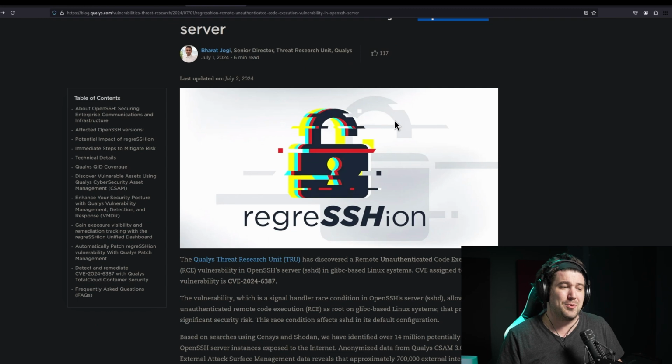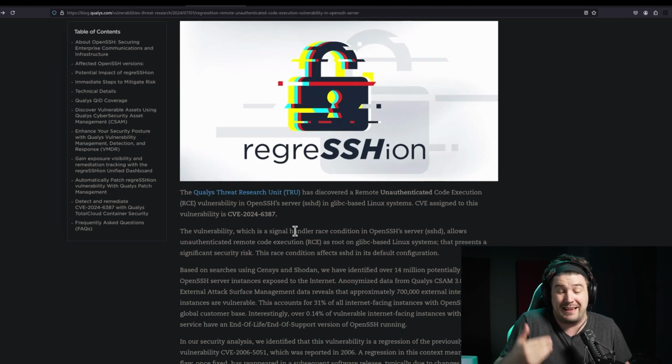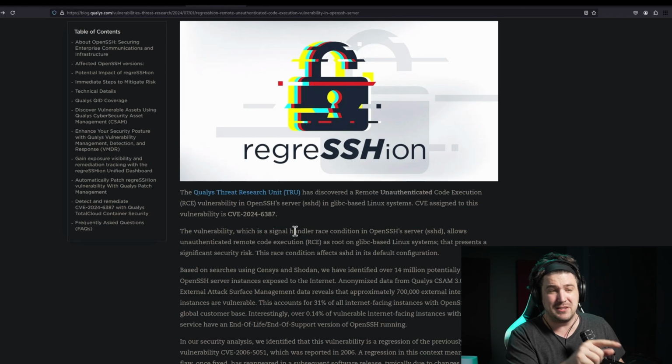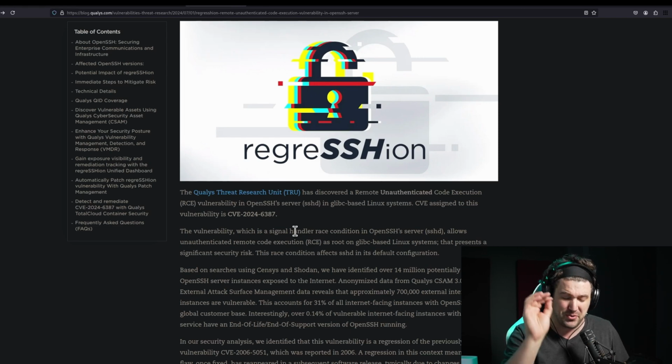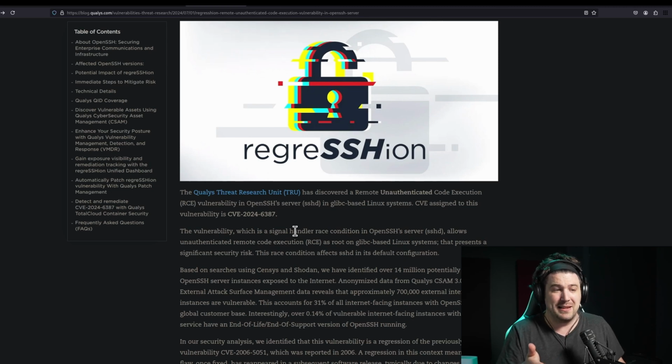So basically, the reason it's called regression is this is actually something that was solved back in 2006, when it was first found, and it was actually solved back then. And it came back by a bad code commit. Now, that being said, we're not pointing fingers at anybody, because when you get into this, you're going to see just how brilliant the people that are working on OpenSSH have to be. And I say that because my goodness, I would never have caught this either.